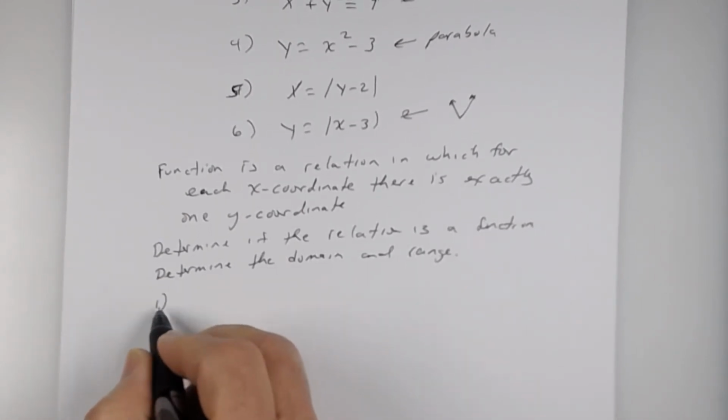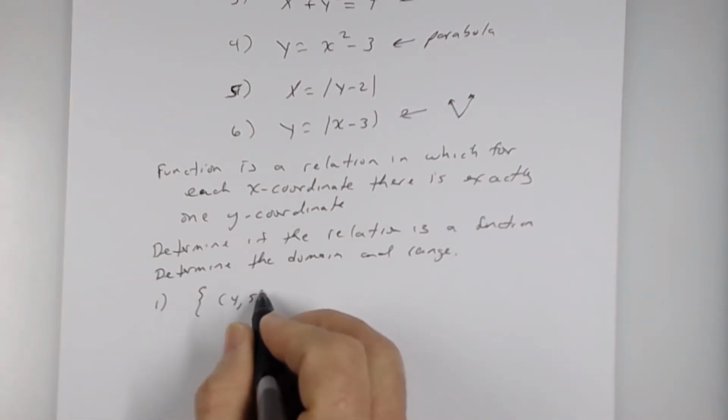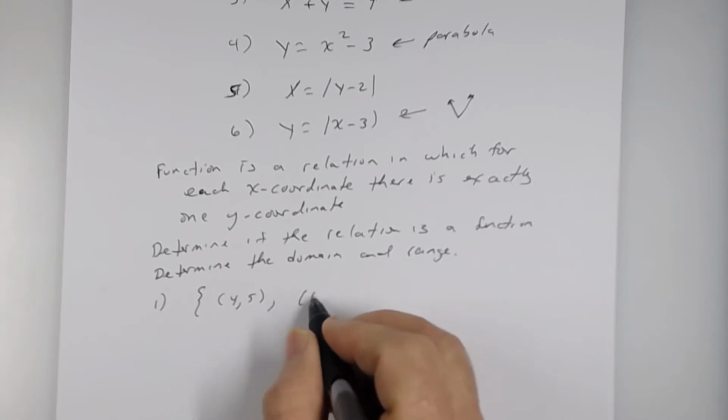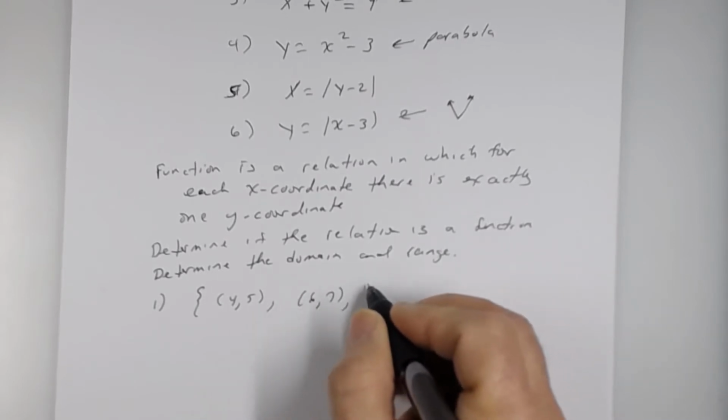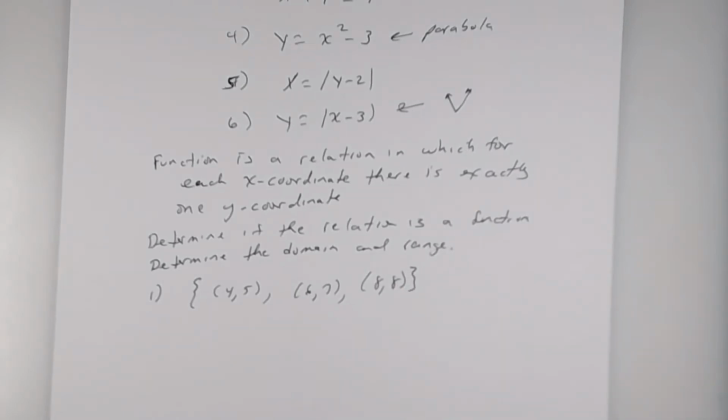Okay, number 1, let's suppose you had this. Go ahead and write this down. It's going to be a finite set of ordered pairs. So let's say we had 4, 5, that ordered pair, my other ordered pair is 6, 7, and then let's say 8, 8. So let's say that was my set of ordered pairs, my relation. How many ordered pairs are in that relation? 3. So it's a finite set. Finite versus infinite. Finite meaning you can count them. How many are there? 3.